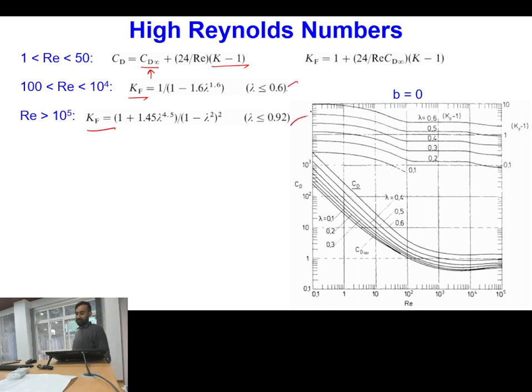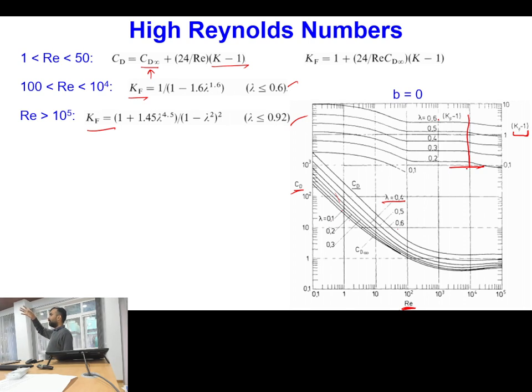for different values of lambda. And if you see the value of C_D as a function of lambda, here you can see this is your Reynolds number and this is the drag coefficient. So the drag coefficient for different values of lambda is shown by these different lines. Okay, and one factor is also calculated over here, k_f minus 1. So this factor k_f minus 1 for different ratios is shown over here. What is the factor k_f minus 1? What was k_f?